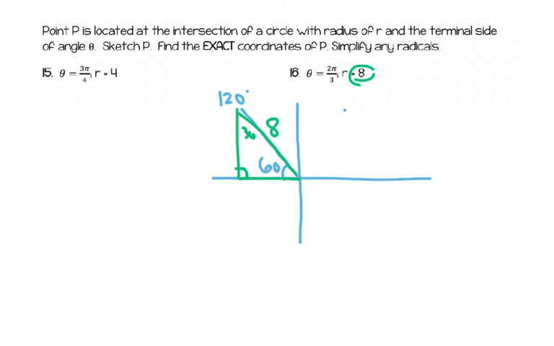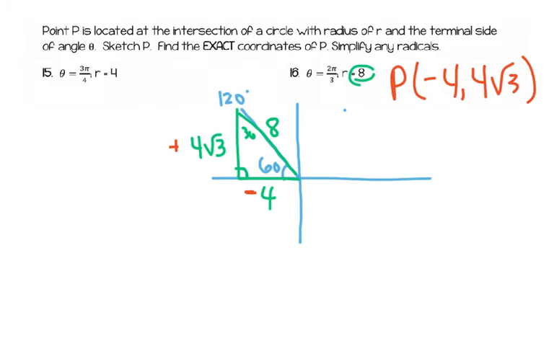So I'm going to take half of 8, and that will be 4, my shorter leg, opposite the 30 degree angle. And then 4 times the square root 3 will be my longer leg. Again, because of the quadrant that I'm in, I am going to look at my signs, and it's going to be a negative 4 and then positive 4 square root 3. So when I write p, it's going to be negative 4 and then 4 square root 3.